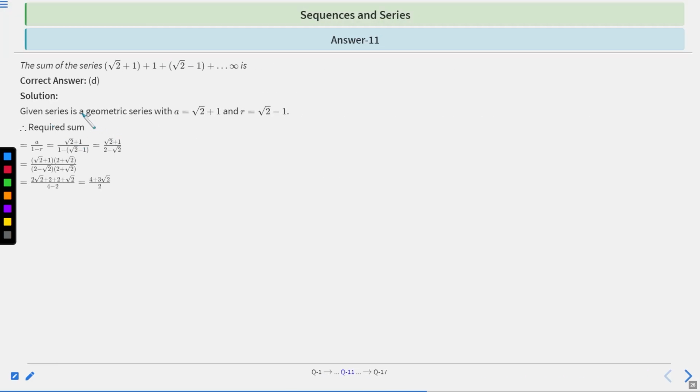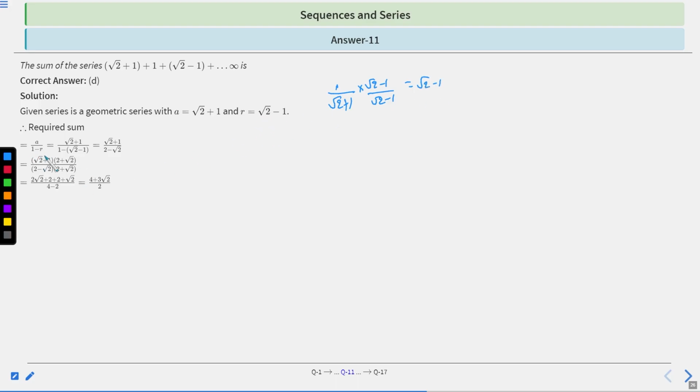So we have been given the series with A as root 2 plus 1 and R as root 2 minus 1, right? Because R is 1 upon root 2 plus 1. So after rationalizing it, multiplying by root 2 minus 1 upon root 2 minus 1, we get root 2 minus 1. Right, so the common ratio is root 2 minus 1.